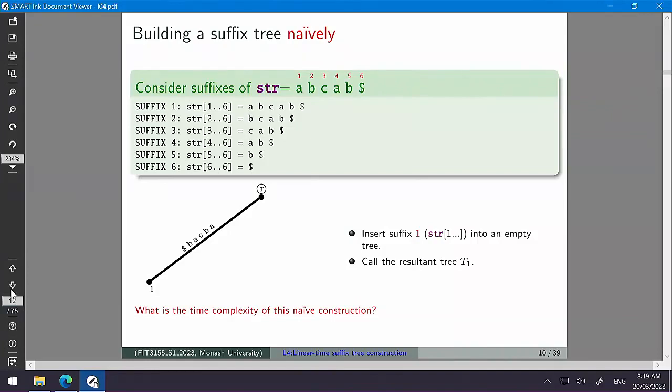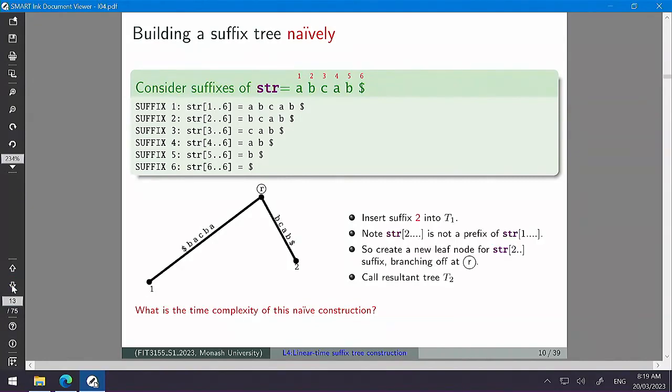And then second would be B, C, A, B, dollar. Now I have to insert B, C, A, B, dollar into this. All you have to ask is, when you're inserting an extra suffix, do the existing suffixes in the tree that is growing share any common prefix? Do they have any commonality? Does A, B, C, A, B, dollar, and the next suffix that's coming, B, C, A, B, dollar, have any prefixes that are common between them? No, right? So that means that you have to branch off directly from the root and insert the second one. Then you repeat the process, rinse and repeat.